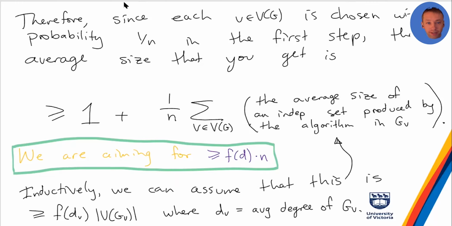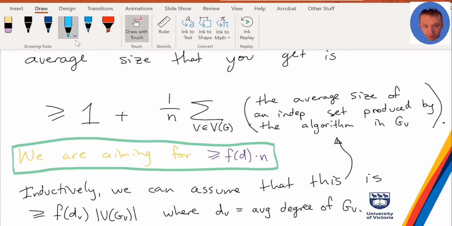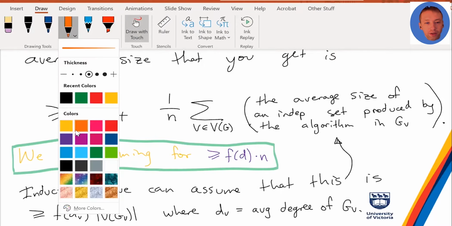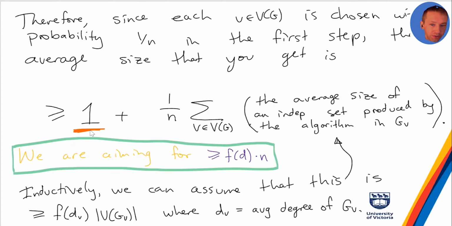So this gives us a formula for the average size of an independent set you get overall, a kind of recursive formula. You have 1 from the first vertex you choose, and then for every vertex v there's a 1 over n chance. If you think of this as being inside the sum, 1 over n is the probability that v was chosen. Then, assuming that v was chosen, the average size that you get of the rest of the set is going to be the average size you would get if you ran the algorithm in G sub V, where G sub V again is G minus V and the neighborhood.